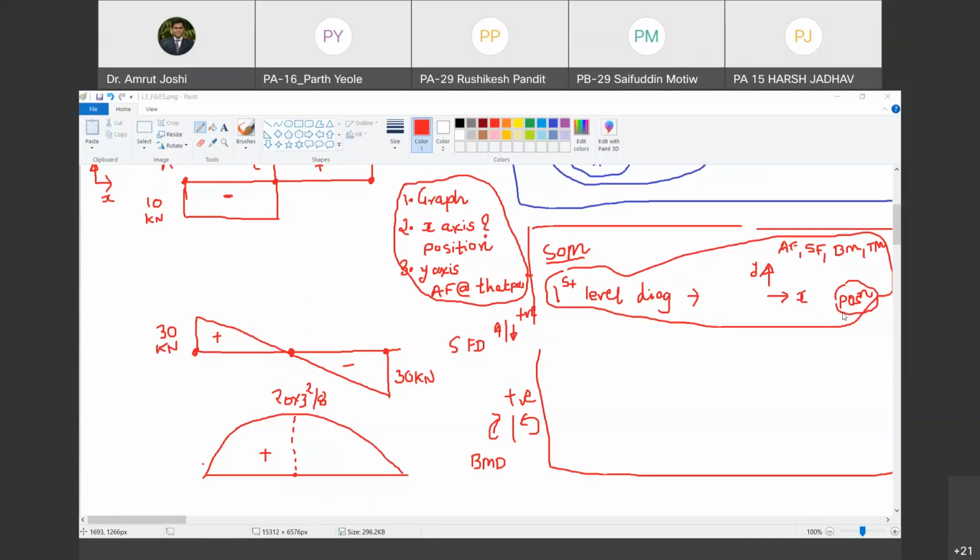Why do we draw this diagram? Sir, current says it is a graphical representation. That's all right. But why do we do it? Why do we draw?